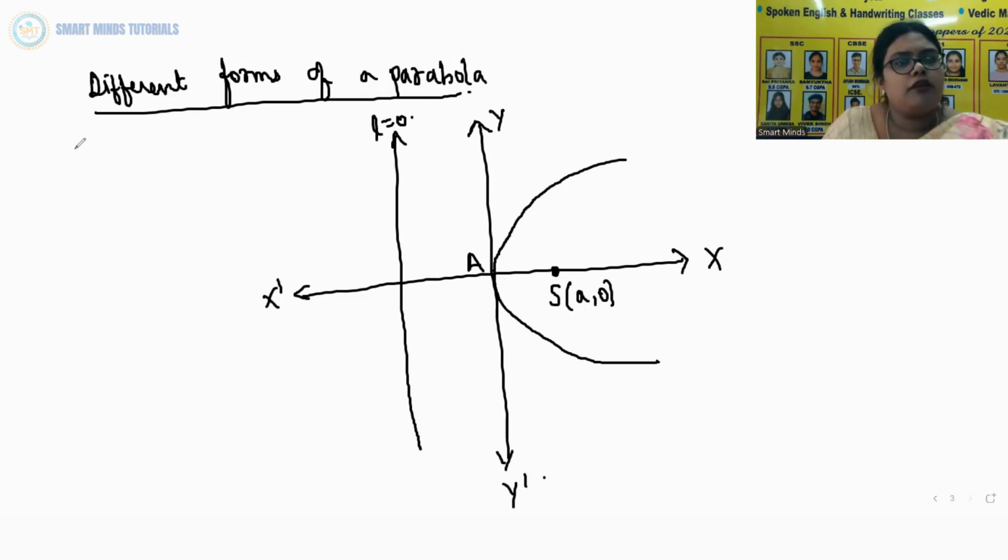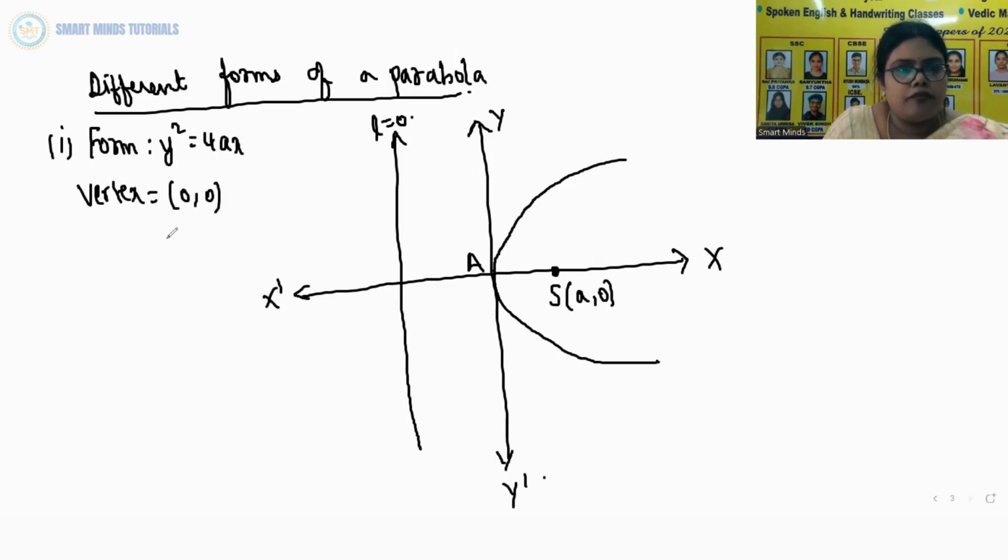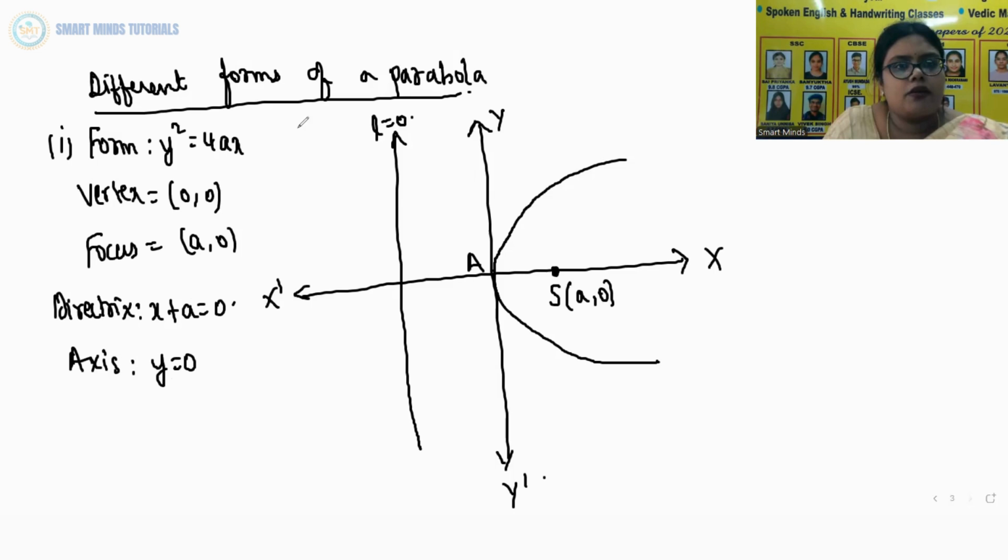So this is the first form. What is the form? y square is equal to 4ax. Then the vertex is 0 comma 0, the focus is a comma 0, the directrix is x plus a is equal to 0, and the axis is y is equal to 0.